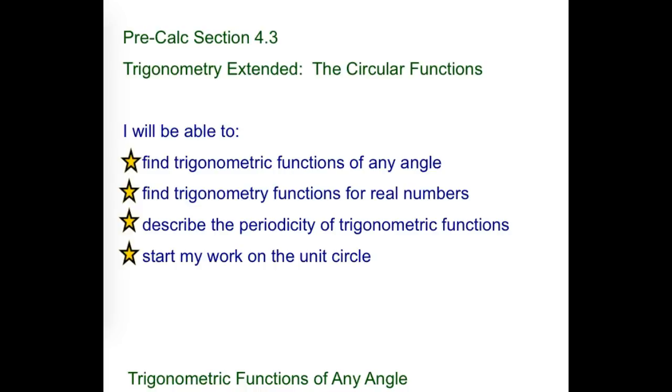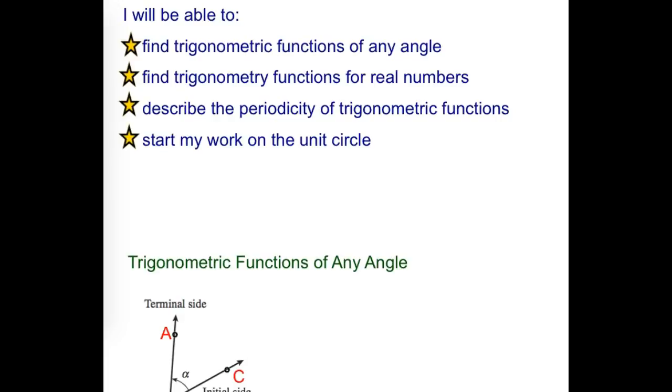So we're focusing on taking an angle that maybe was in quadrant 1, right, an acute angle, and we're going to look at can we find the trig functions of angles that land in other quadrants. Okay. So find trigonometric functions of any angle, find trigonometric functions of real numbers, describe the period of those trig functions, and then we're going to start working on the unit circle. We won't get through all of that today, but we should hit the first couple.